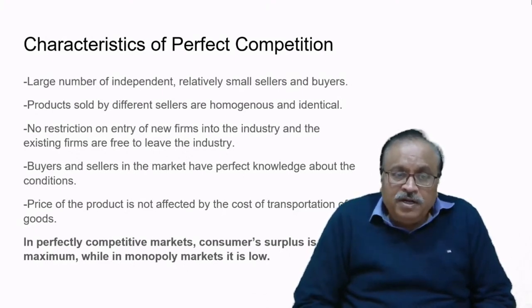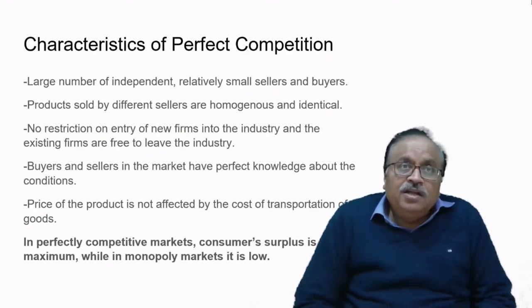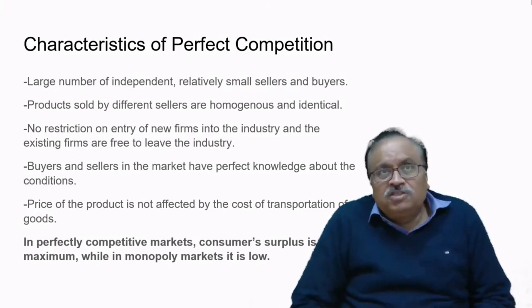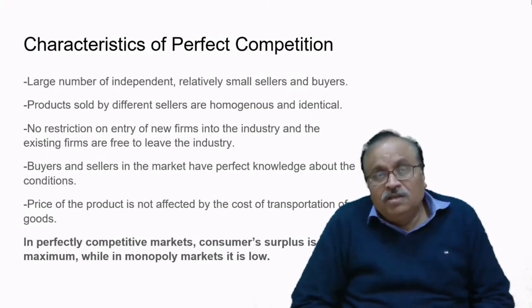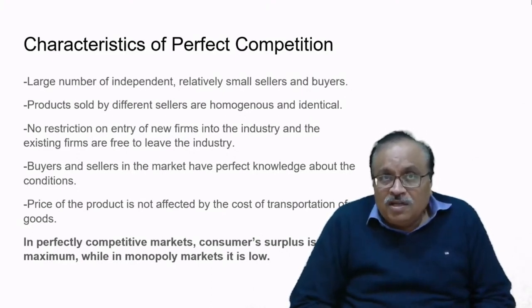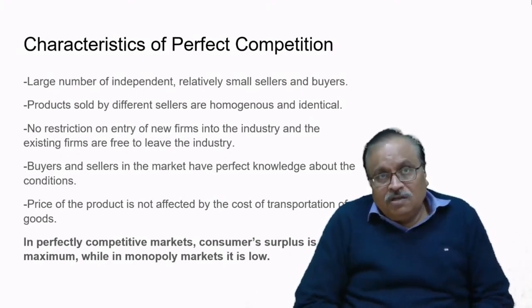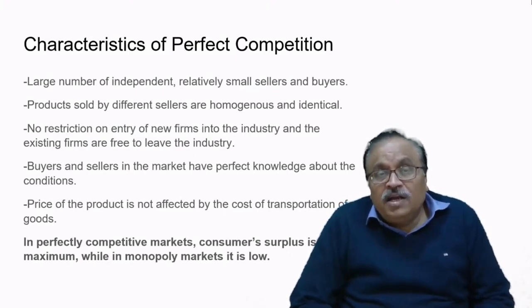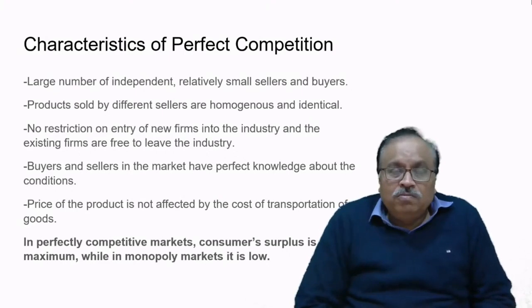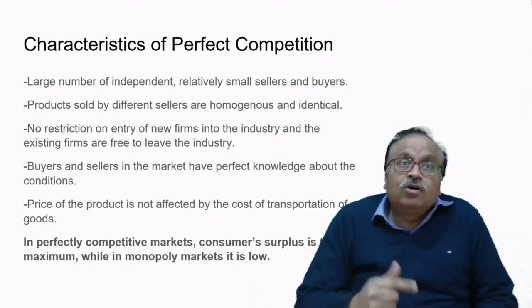And in perfectly competitive markets, consumer surplus is the maximum, while in a monopoly market it is less. So what exactly happens is that in a competitive market, the customer gets the best price because there are a lot of sellers and a lot of buyers with information available to both of them in abundance. So the customer's money is being spent at such a market price that he has a surplus with him. Having a surplus means that he can utilize the surplus for his own gain.